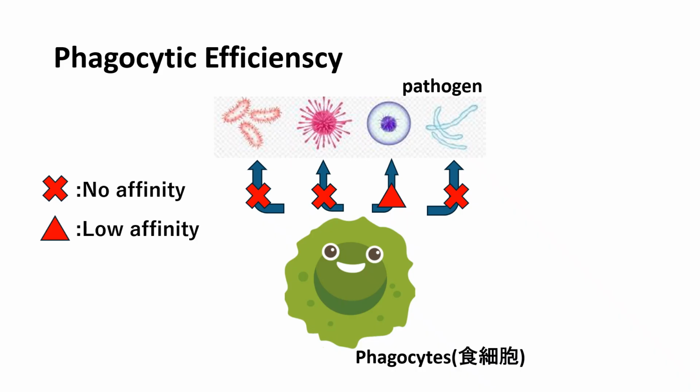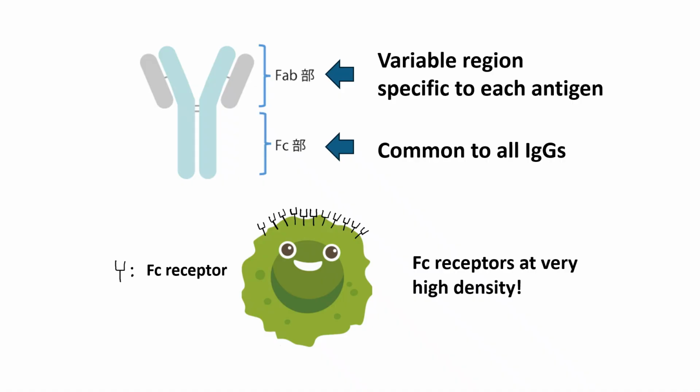First, opsonization increases the efficiency of phagocytosis. Phagocytes have some receptors that can recognize the pathogen directly, but these receptors are limited in variety and generally show only modest affinity. In contrast, phagocytes express Fc receptors at very high density.